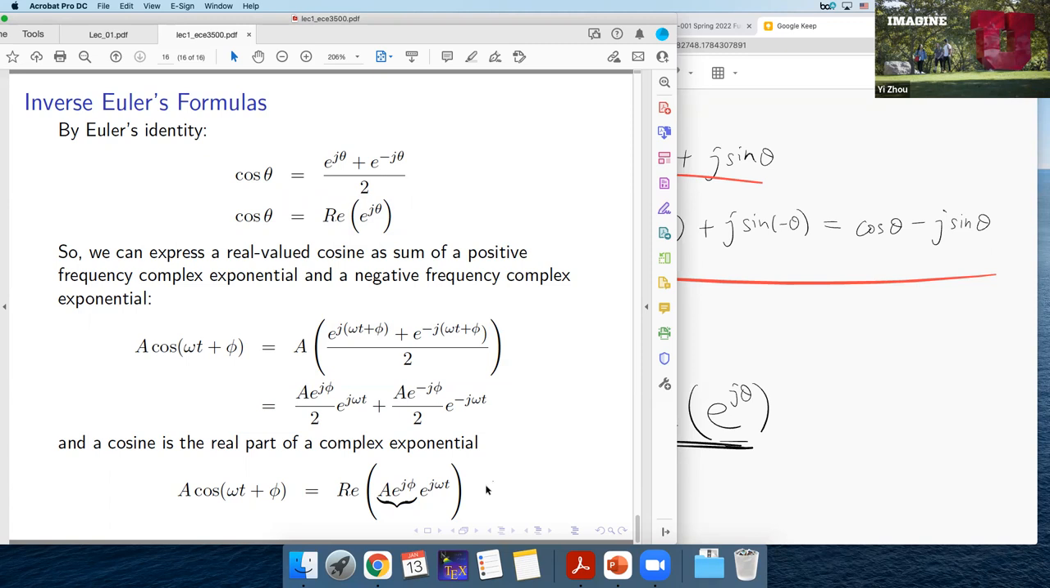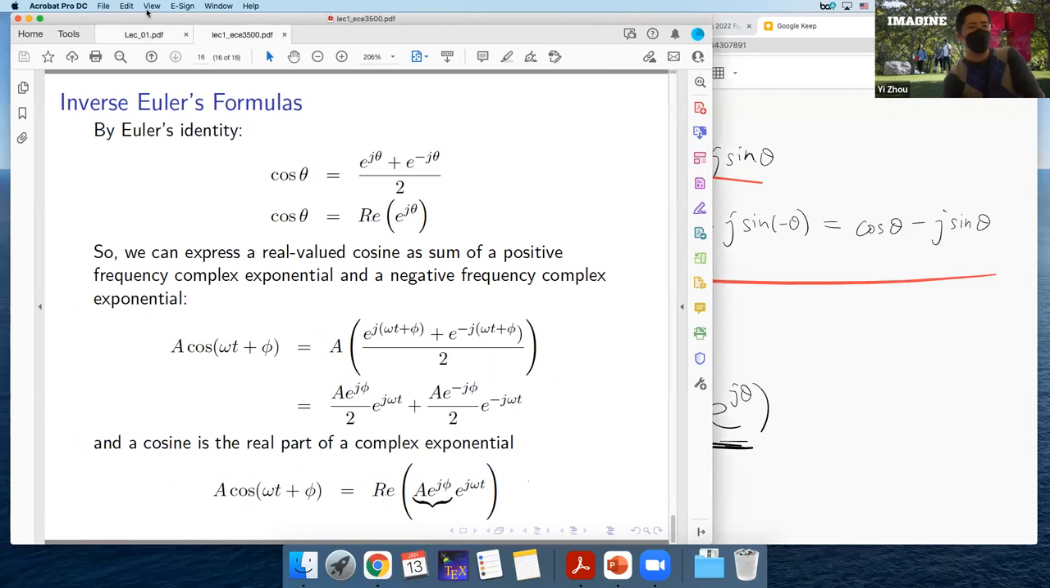Okay, so I think I will stop here, and please review this slide multiple times until you are familiar with all the tricks of complex numbers, and you can start working on homework one. There are several problems on the complex numbers. If you have any questions, just come to my office, talk to me.